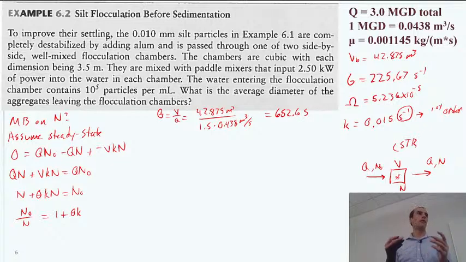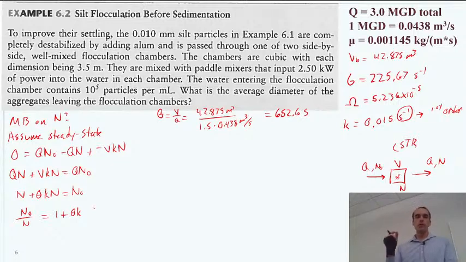After that, you can just divide everything by n, and you have an expression that we can use to make the comparison that we need. So n naught over n is equal to 1 plus theta k. We can solve for theta. Remember, we're routing half of the water through, so that's 3 divided by 2, it's 1.5 mgd. So I went ahead and solved that here: V over Q, the volume of that one chamber divided by half the flow in the entire system. That should be 652.6 seconds.